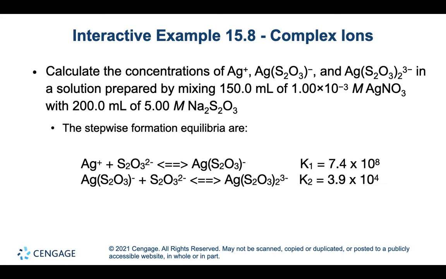And so we are going to mix some sodium thiosulfate with some silver nitrate and try to form these complex ions. So the first formation constant of the complex ion, the silver plus the thiosulfate makes AgS2O3 minus, has a K1 of 7.4 times 10 to the 8th. So I told you these have large K numbers, large equilibrium constants. And then for the second addition of the ligand S2O3 2-, the formation constant is 3.9 times 10 to the 4th. Once again, large K.